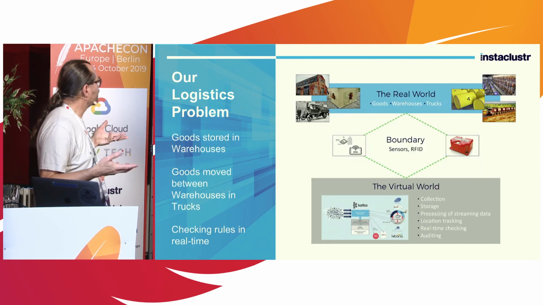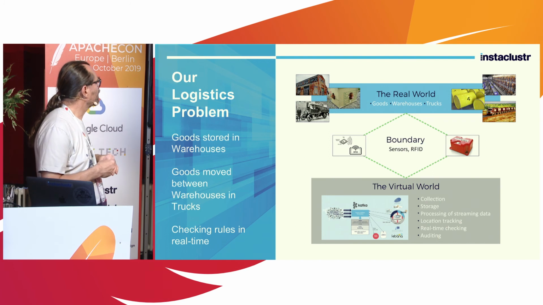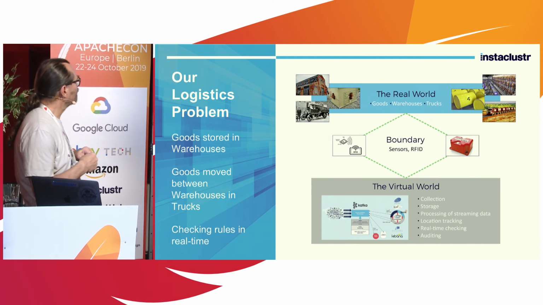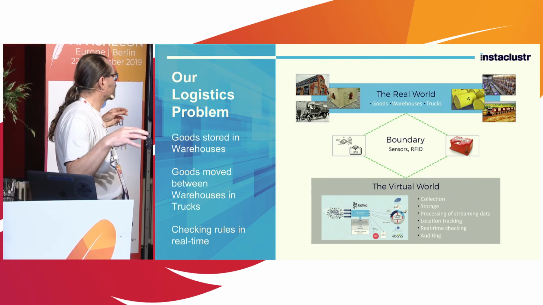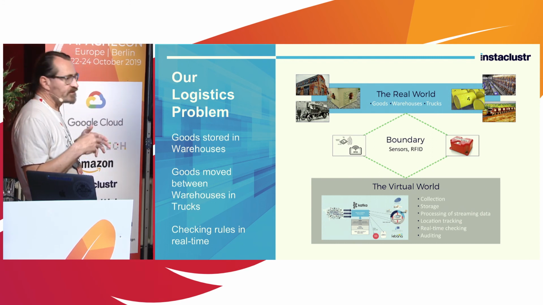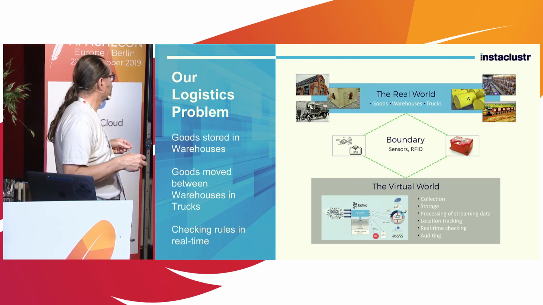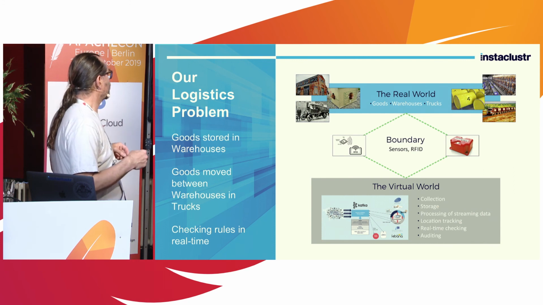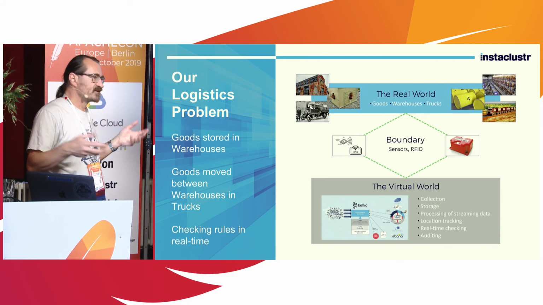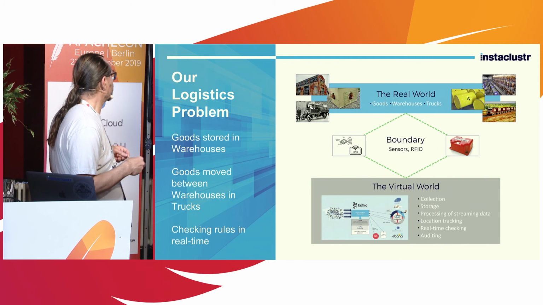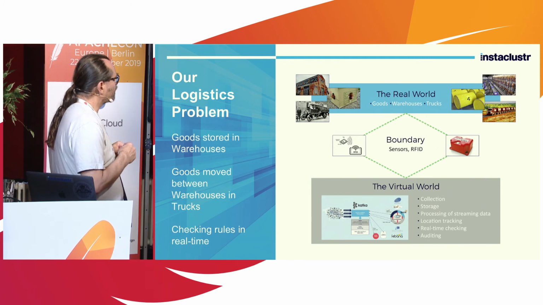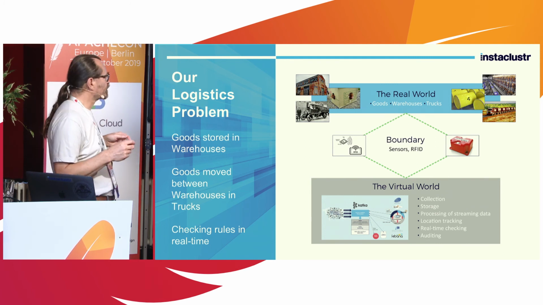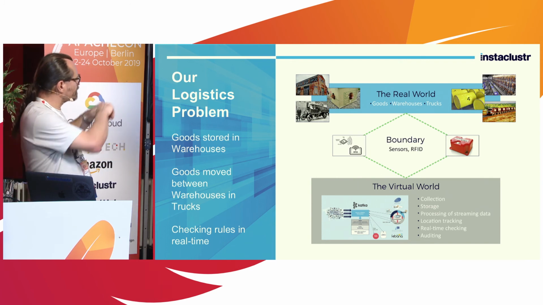So a bit more about the particular logistics problem that I had in mind. I had in mind the idea that there'd be lots of goods for a start, and the goods are going to be stored in warehouses, and the goods are going to be moved around between warehouses in trucks, or some other way of moving them around if you prefer. And I wanted to be able to also check lots of interesting rules in real time. So that's sort of the context.